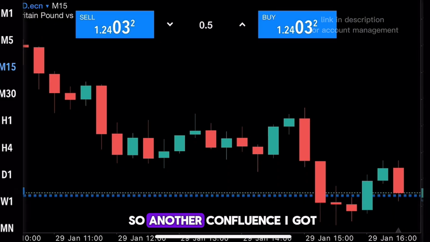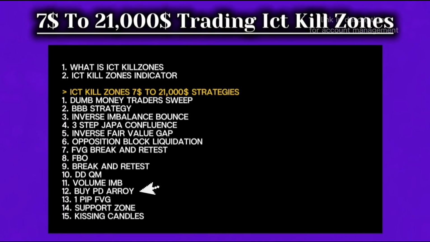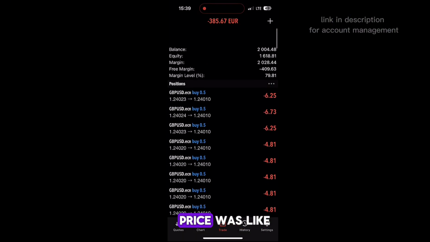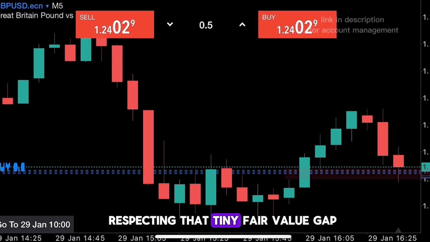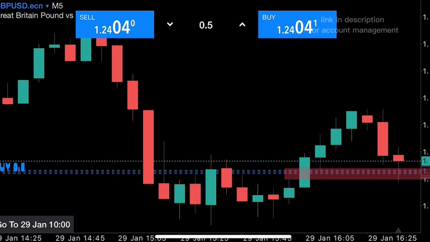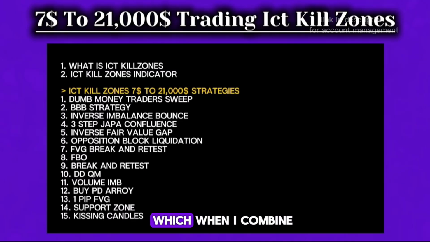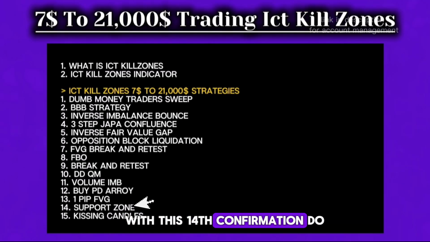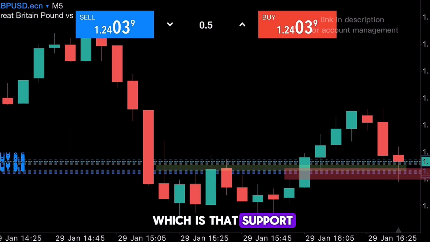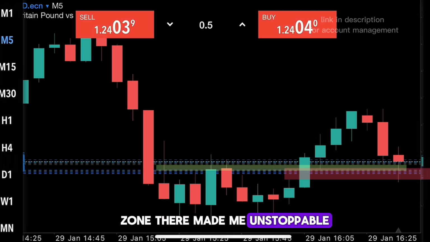Another confluence I got, which is the 13th confluence, was on the 5-minute time frame. You can see how price was respecting that tiny fair value gap at that point there. That was one of my very good entries, which when I combine with this 14th confirmation there, which is that support zone there, made me unstoppable.